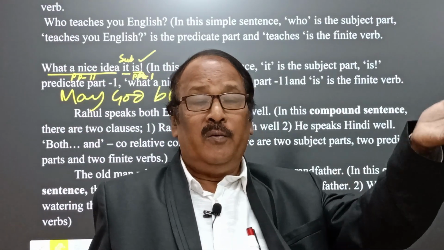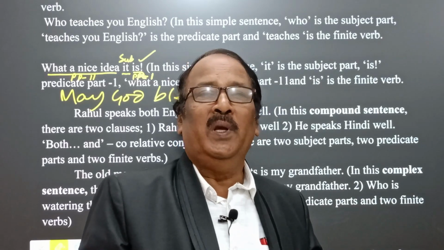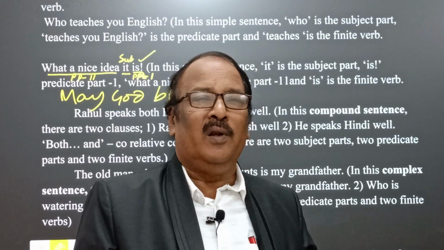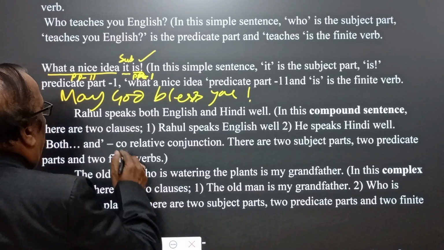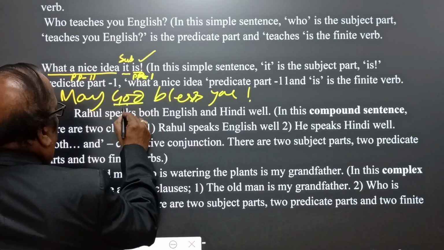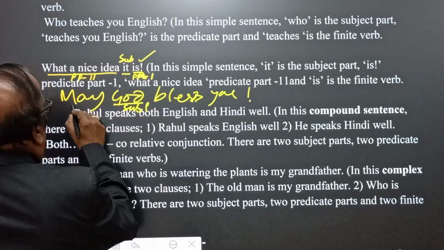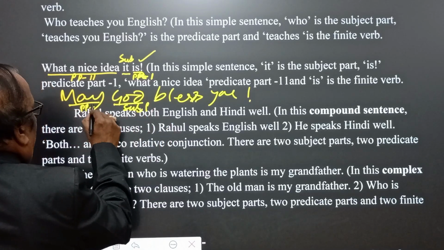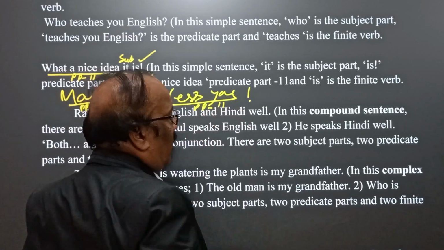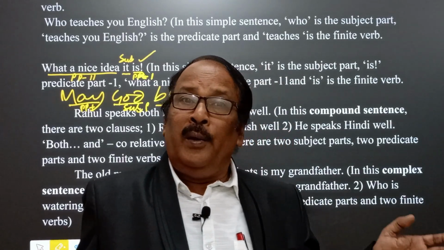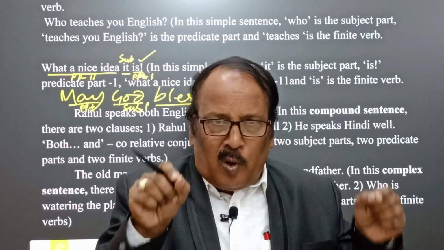It means whenever we express our wish or prayer for the well-being of others, that is what we call optative. Here, may God bless you. Here we find God is the subject part, may is predicate part 1, and bless you is predicate part 2. So here we find this is an optative sentence.